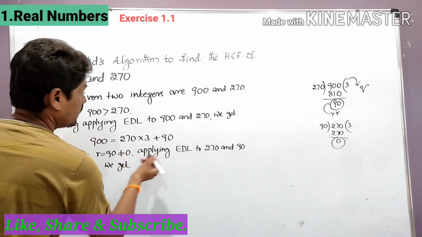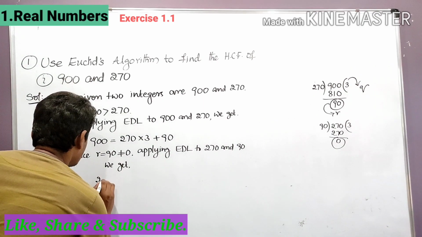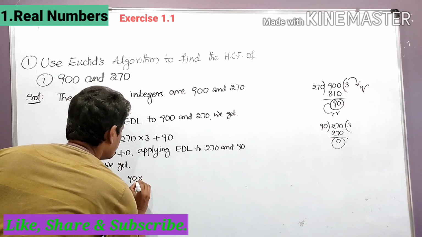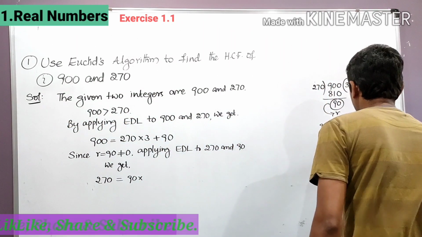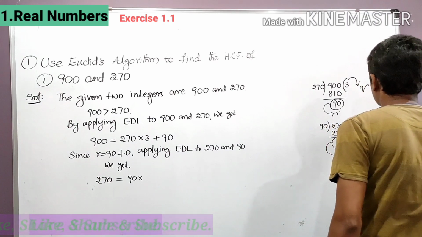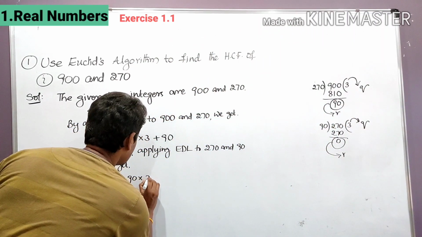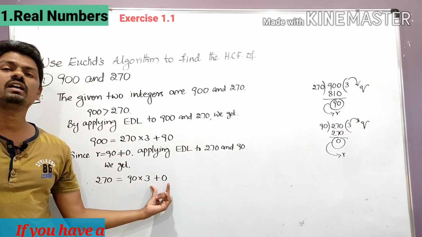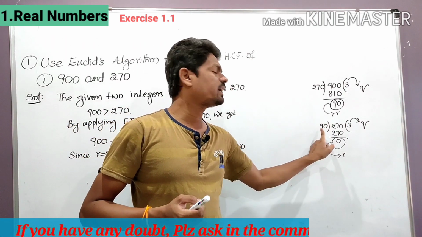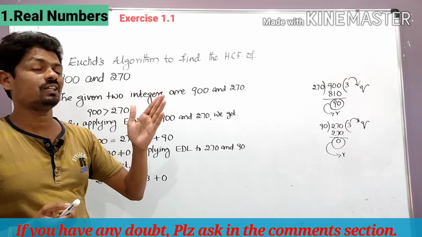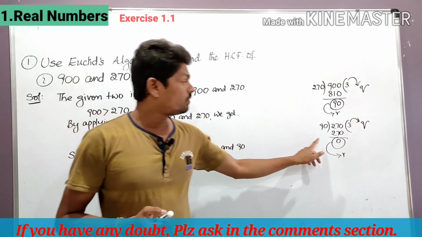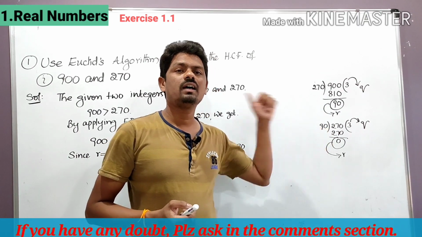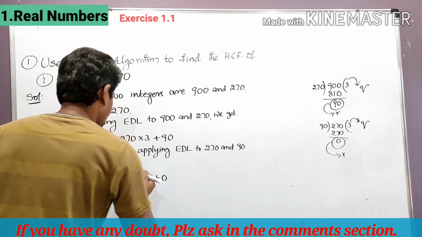Again we write A is equal to 270, B is 90, A is equal to B into Q plus remainder: 90 into 3 plus 0. Q is 3, the quotient, and the remainder is 0. Since when we get remainder 0, the divisor is the HCF of the given two positive integers. That you have to remember.